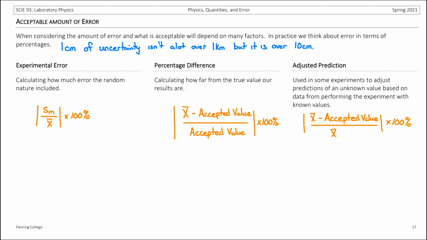So if we had an adjusted prediction percentage of plus 10%, that means we know every measurement we take is 10% greater than it should be. So when we take a measurement on the unknown value of 100, we know to adjust that down 10% and suggest that our prediction should be 90.